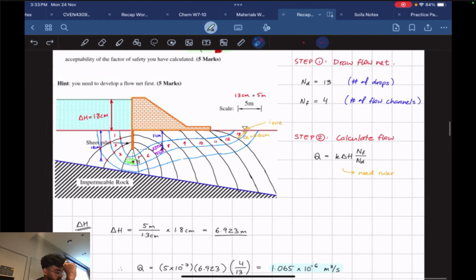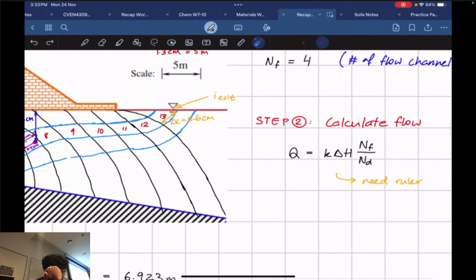Alright, step 2 is to actually calculate your flow. So we've got Q is equal to K times delta H NF divided by ND. So we've got K, we've got NF, we've got ND. What we need is delta H. Okay? For delta H, you're going to need a ruler.